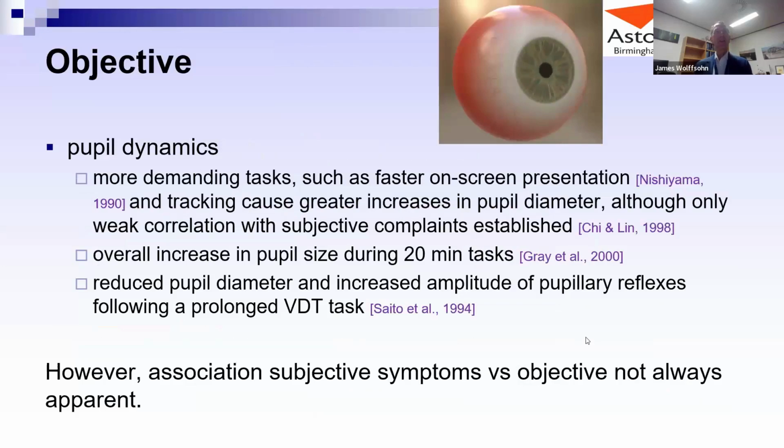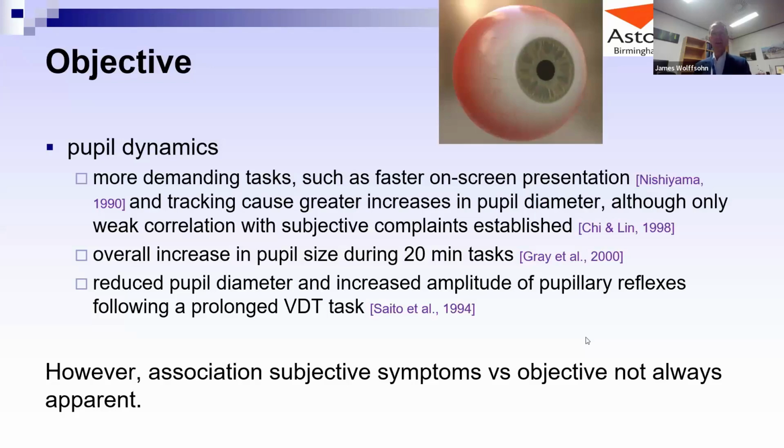Another thing that people have looked at are pupil dynamics. We know that the pupil can be affected by a whole load of factors, but one of them is more demanding tasks. Overall increase in pupil size during 20-minute tasks was reported in one paper, reduced pupil diameter and increased amplitude of pupillary reflex in another. So again, we're not getting really clear signs that relate to digital eye strain. So certainly for the moment, digital eye strain is mainly diagnosed based on symptoms alone.